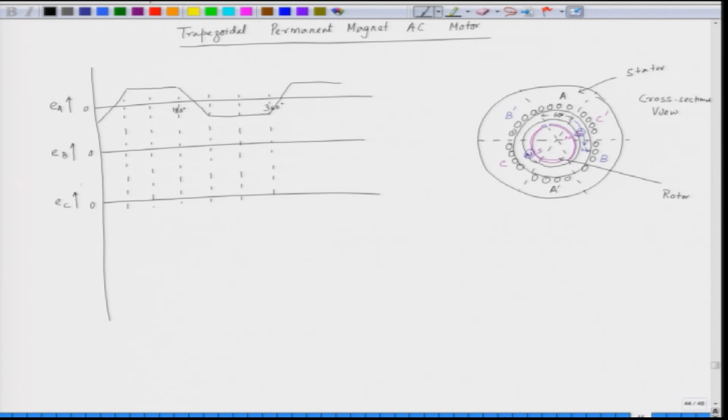Similarly, phase B is shifted from phase A by 120. This is the beginning of phase B here. This is the starting of phase B. So, the phase B starting is shifted from phase A by 120-degree. So, phase A will have the maximum value somewhere here, and this is how the waveform of phase B will look like.